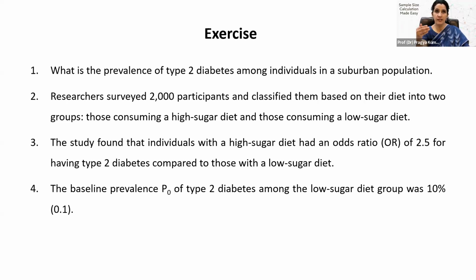Then coming to the exercise, we have given one exercise: what is the prevalence of diabetes among individuals in a suburban population? The researcher surveyed 2000 participants and classified them based on their diet into two groups, those consuming a high sugar diet and those consuming a low sugar diet. The study found that individuals with a high sugar diet had an odds ratio of 2.5 for having type 2 diabetes compared to those with a low sugar diet. The baseline prevalence was 10%.